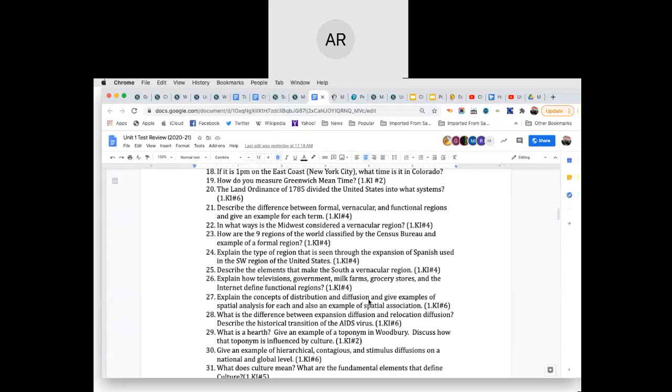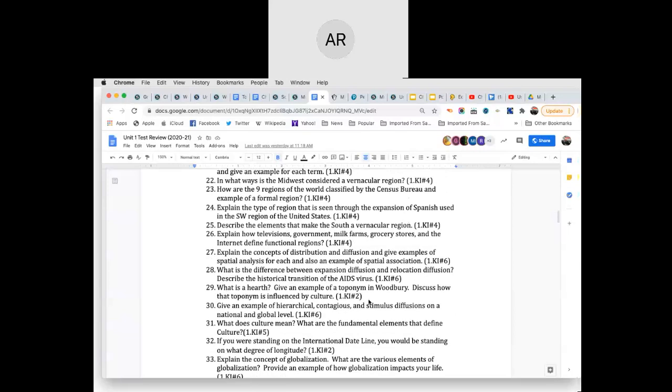27, explain the concepts of distribution and diffusion and give examples of spatial analysis and spatial association. All right, so distribution is the arrangement of phenomena or objects in space. Diffusion is the spreading of phenomena in space. When we look at spatial distribution, we can do a spatial analysis. One example is a picture down below where you saw the human impact in British Columbia. We look at a particular location, and you can see the distribution of skiers and how they impact the area, and they create more recreational activity. That would be a spatial analysis.